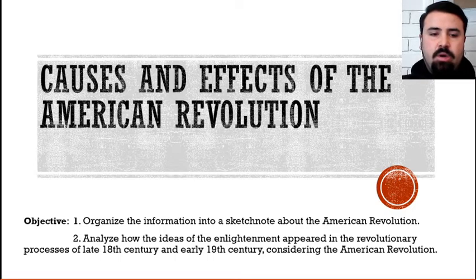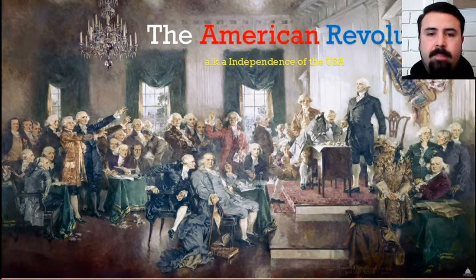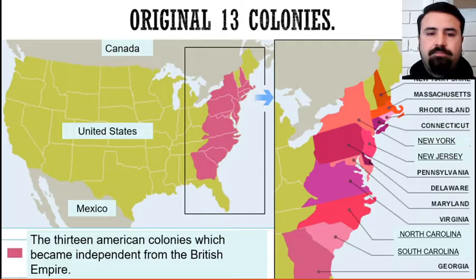Objective number 1. Organize the information into a sketchnote about the American Revolution. 2. Analyze how the ideas of the Enlightenment appeared in the revolutionary processes of late 18th century and early 19th century, considering the American Revolution. The American Revolution, also known as the Independence of the USA.